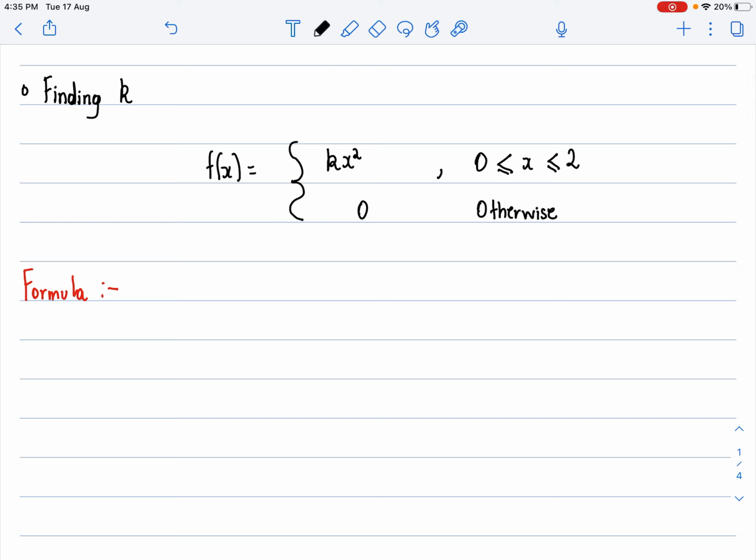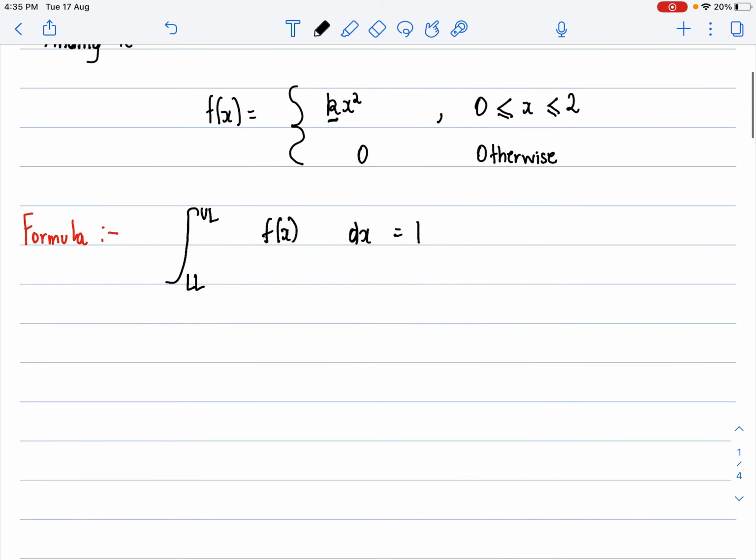So now here, as you can see, you have a k, correct? So how do you find this k? The formula is you integrate, with the lower limit here and the upper limit here, f of x dx, and you equate this to 1. So when you solve this, you make k the subject of the formula and get the value. So if I take this example here and I want to find k, I integrate from 0 to 2 with f of x, which is kx square dx, which is equal to 1.